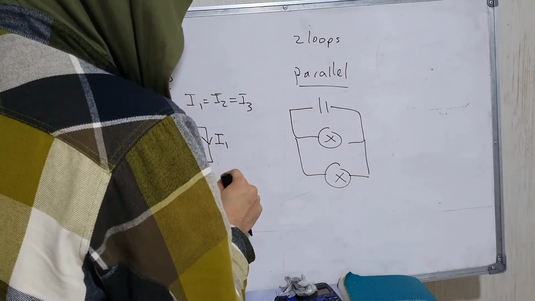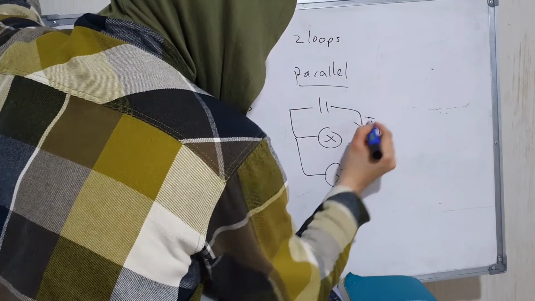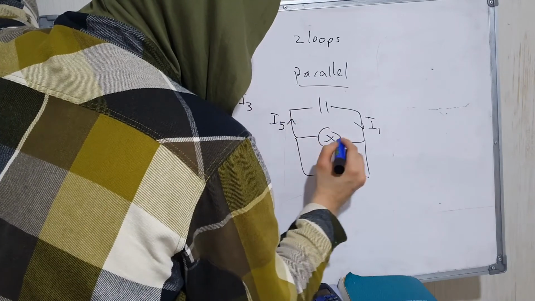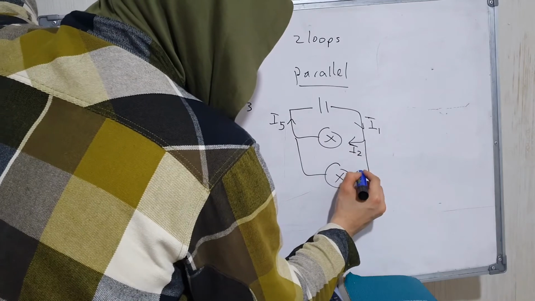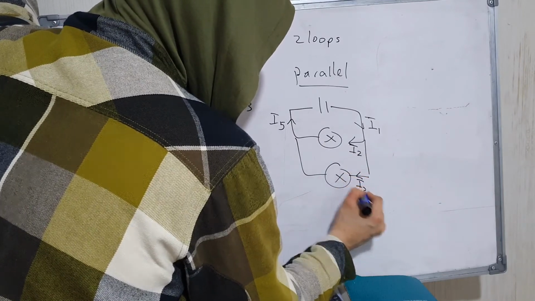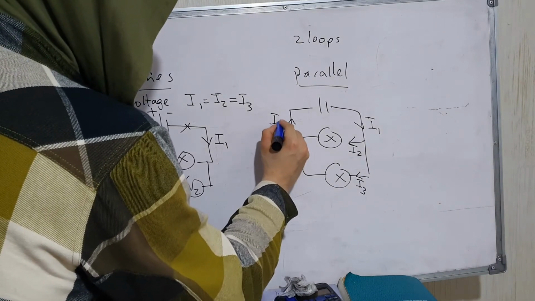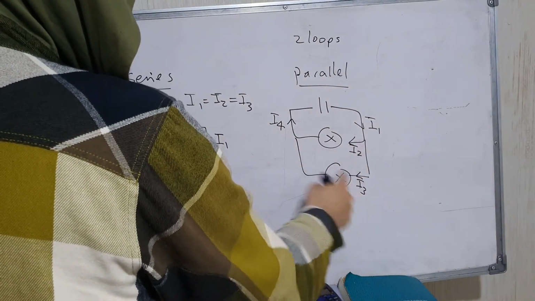let's talk about a parallel circuit. Let's call this I1, and this is I5. Let's call this I2. This is I3. And okay, I4. So you've got I1, I2, I3, I4.